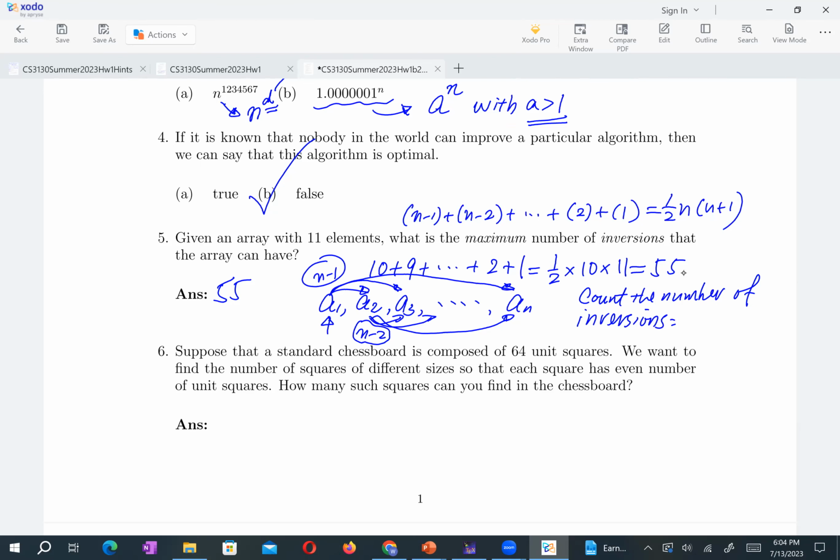And also, you need to know this maximum number of inversions occurs on what kind of array? Descending order. Here, let me just use a simple example. Descending order.